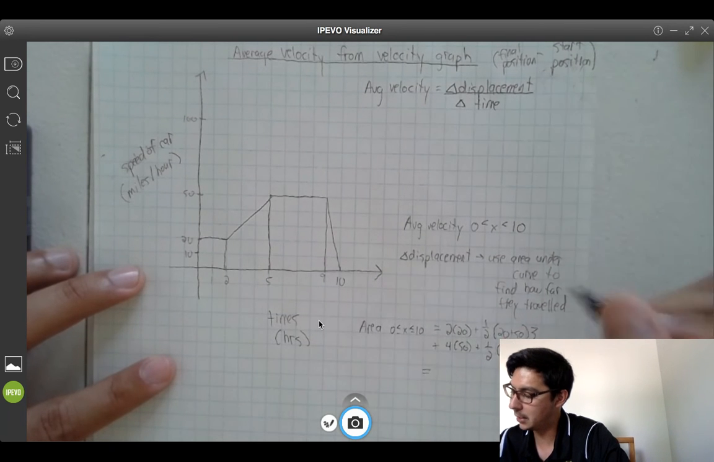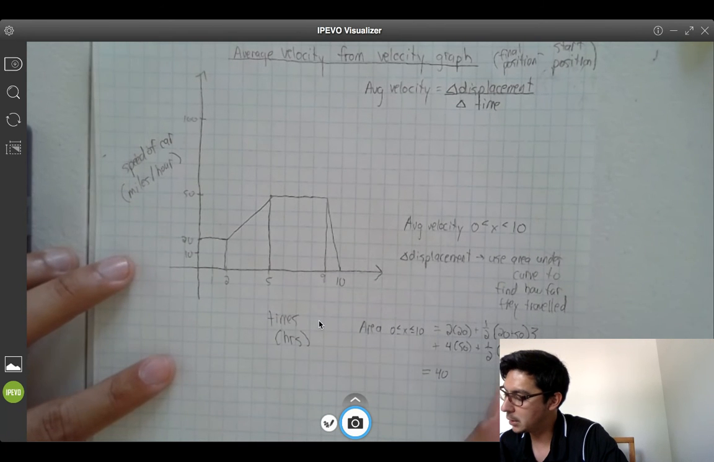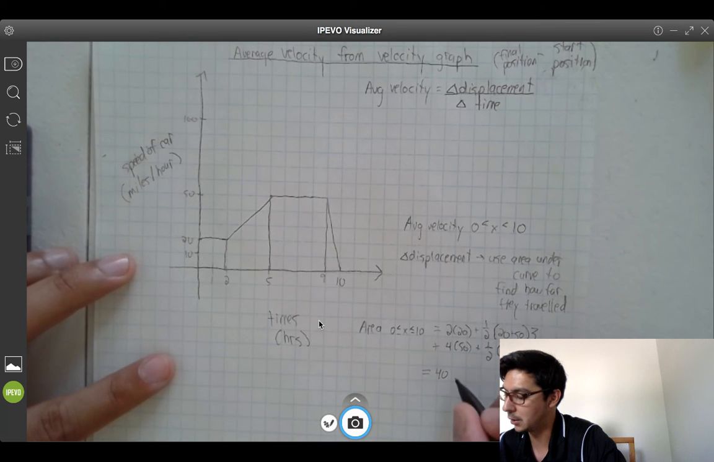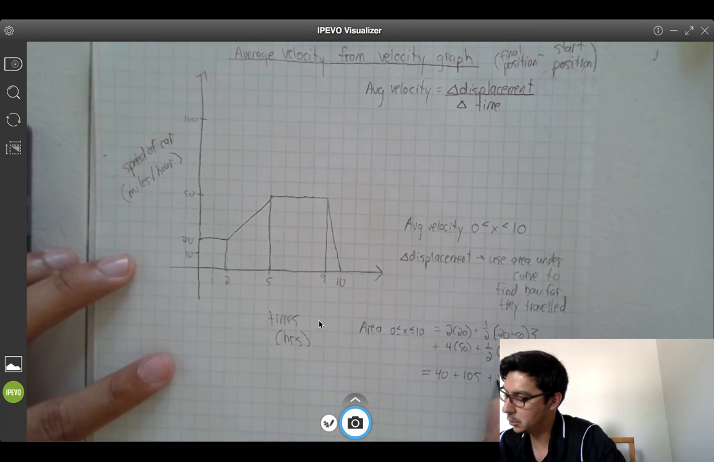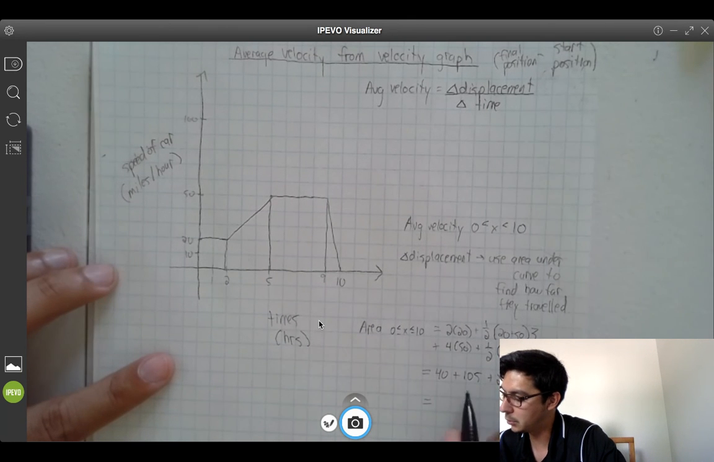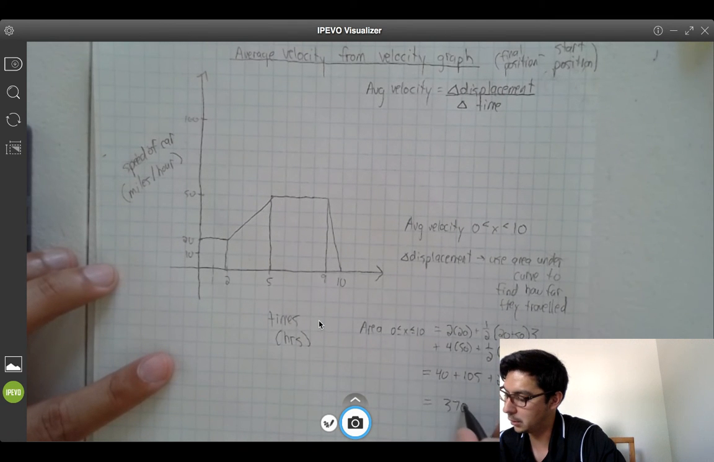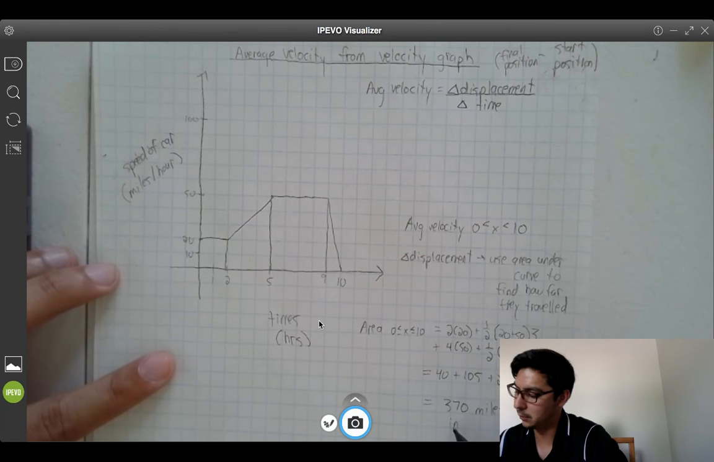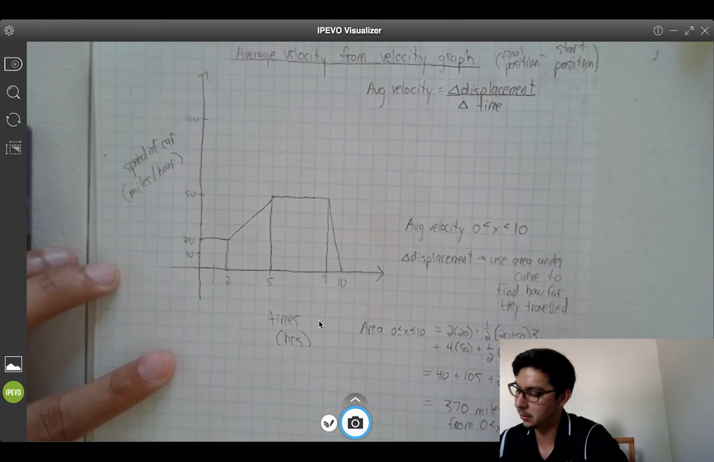If I simplify that, that's 40. 70 over 2 is 35. And 35 times 3 is, 30 times 3 is 90, 5 times 3 is 15, so that's 105. 4 times 50 is 200, and that makes 25. Add all that up, and what we're at here is 305. 330 plus 40 is 370 miles traveled from 0 to 10 hours.